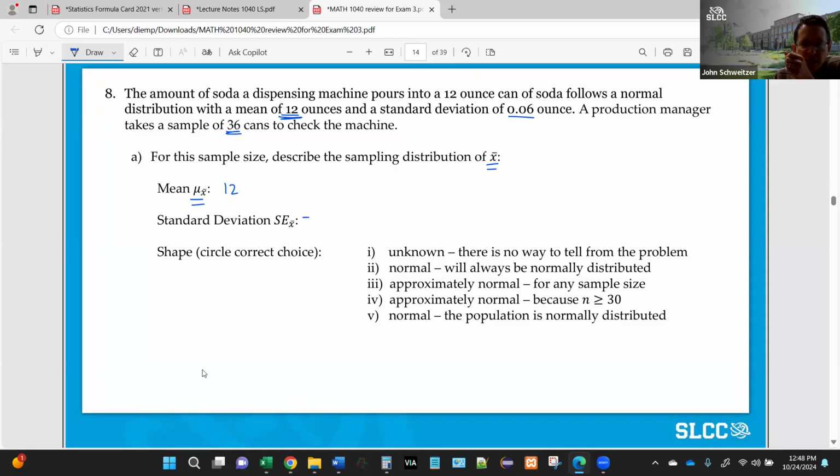How do we measure that? That's sigma divided by the square root of n. Sigma is 0.06 and n is 36, so it's 0.06 divided by 6, which is 0.01. So what's the shape? Because the parent population is already normal, the sampling distribution will also be normal. All right, let's stop there.